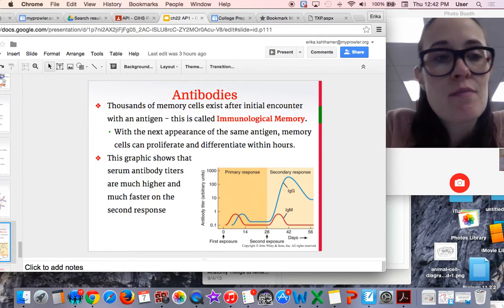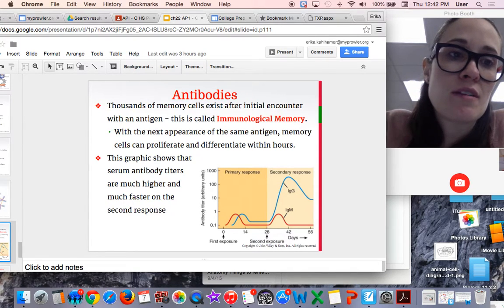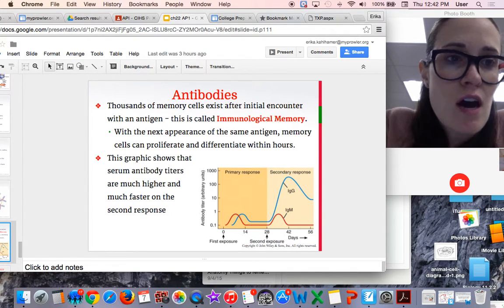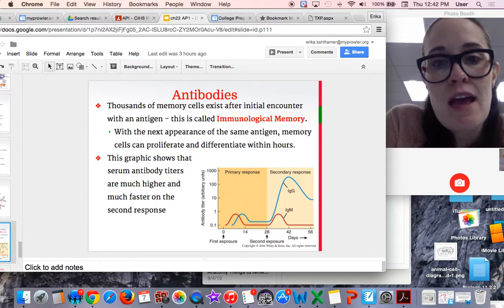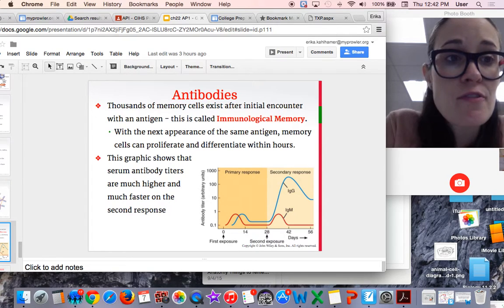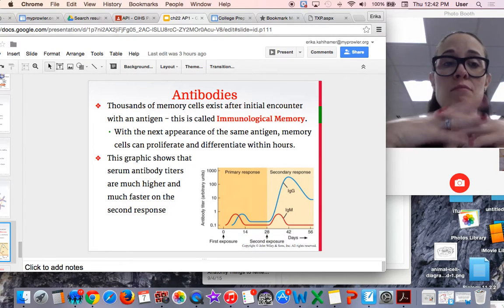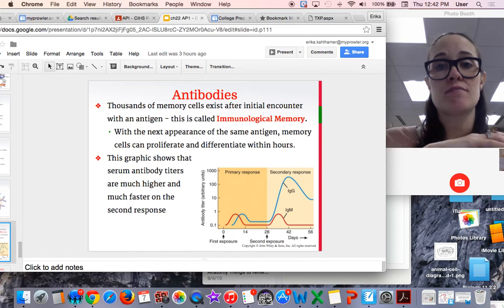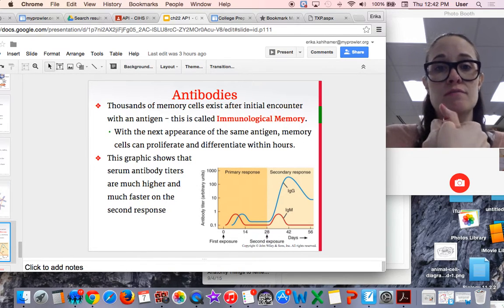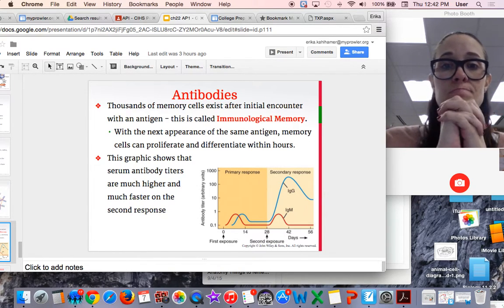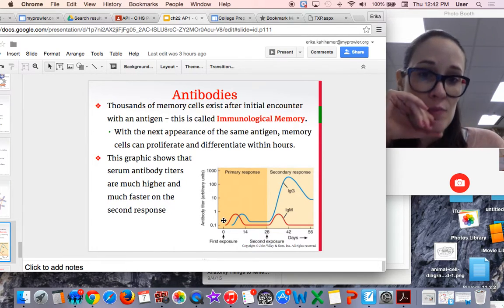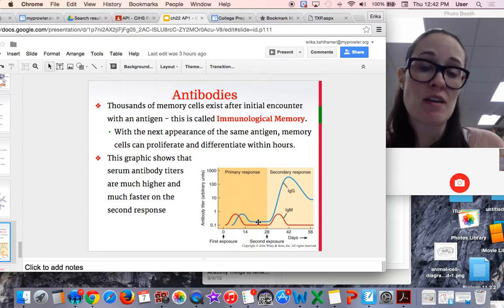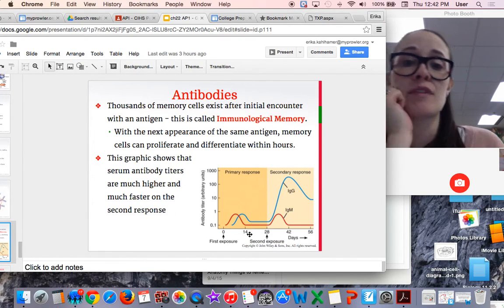Okay, so now let's talk about antibodies and the process of immunological memory. How does your immune system remember antigens? After that initial encounter, the first time your body encounters an antigen, it's called the initial encounter, memory cells are produced.